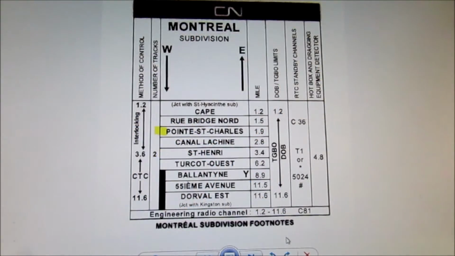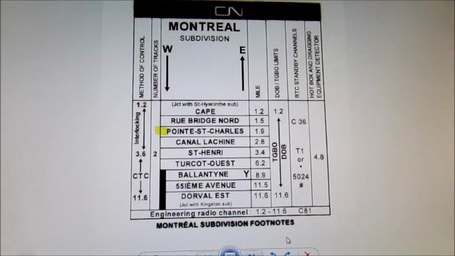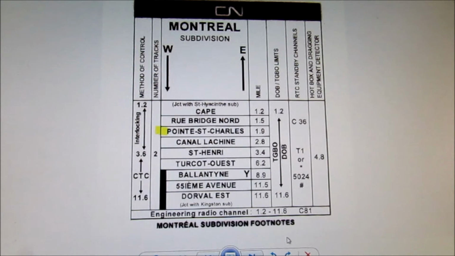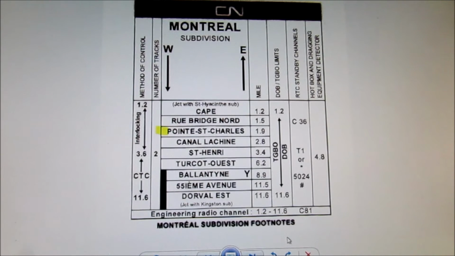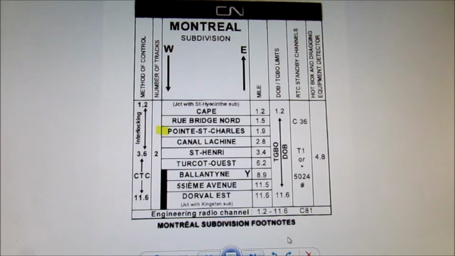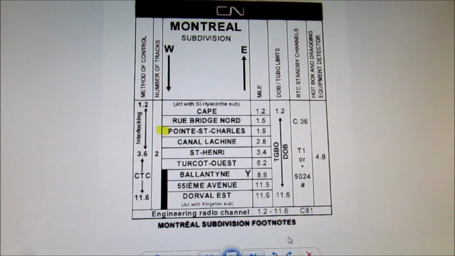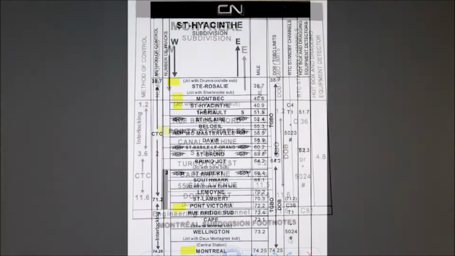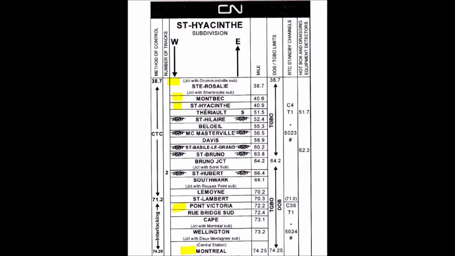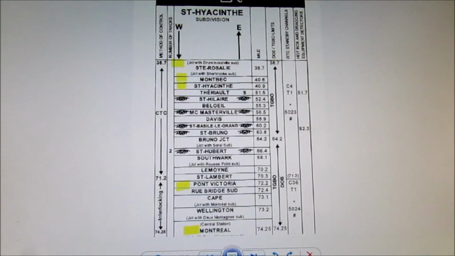About operation for what I call the road crew and also dispatch, we follow some prototype guidelines, not to the letter, but just to give you an idea. So the Montreal subdivision, which includes Pointe Saint-Charles, which is on the layout, followed by the Saint-Hyacinthe subdivision. That's the one I model mostly.